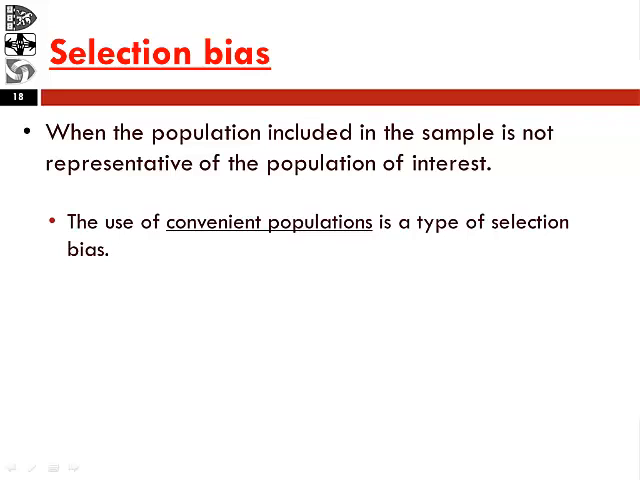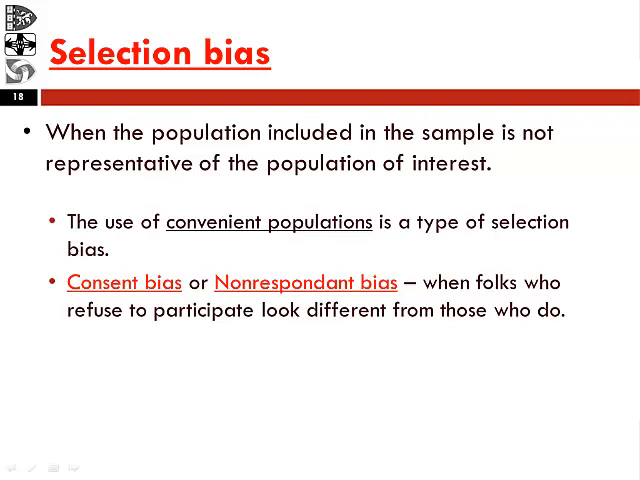And then there's all kinds of selection bias within that. So one is the use of convenient populations, and that's exactly the example I gave you. The children at the hospital are accessible, so I'm going to study them, but that will introduce selection bias.